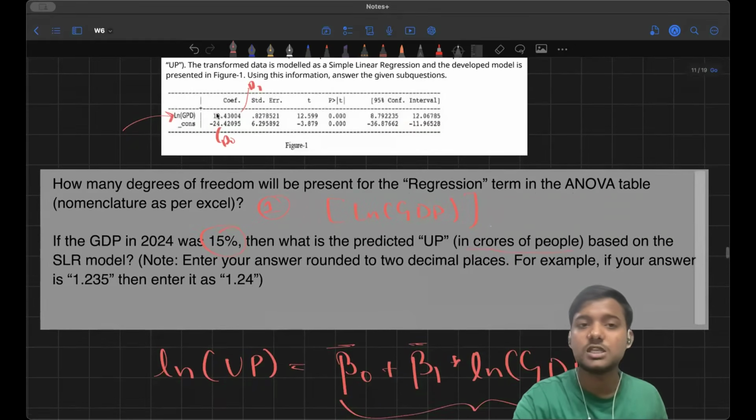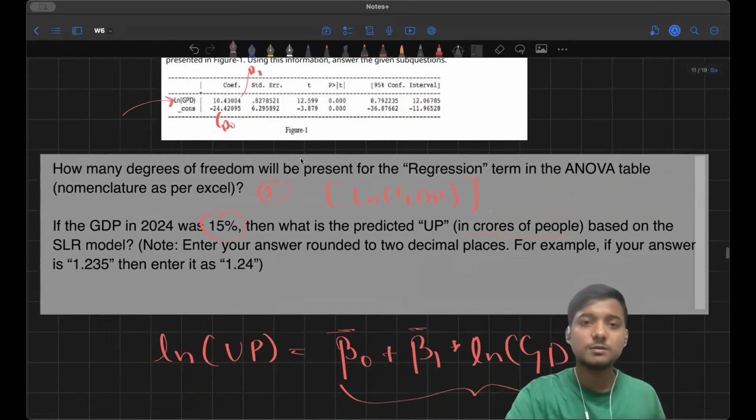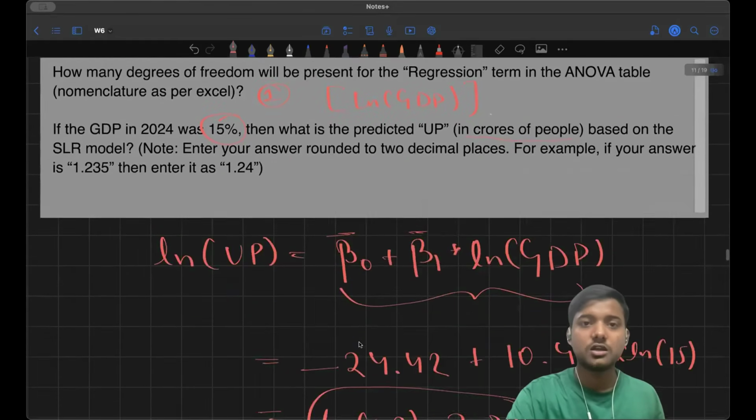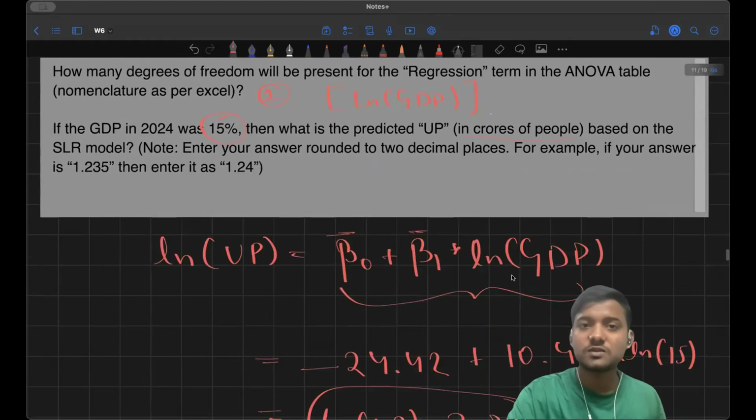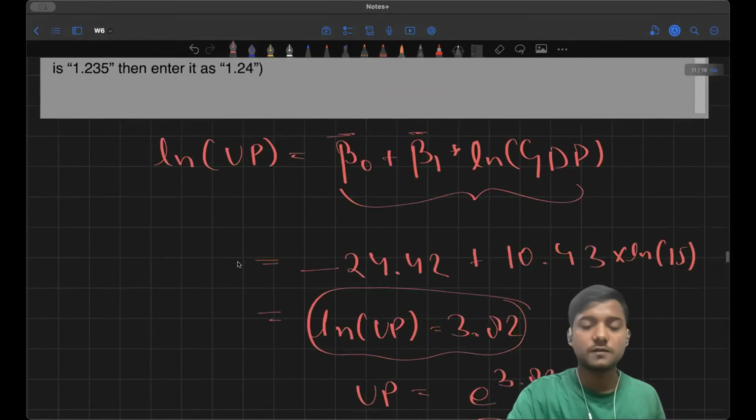The first thing is not always going to be the intercept. So remember, read the table, and they are quite obvious. When I'm writing ln GDP, that means it is the coefficient corresponding to that variable. When I write underscore constant, that means it is the constant part. And what is the constant in our linear regression equation? That is our beta naught, right? Beta naught is the constant. All other terms are associated with x1, x2, but beta naught is the only thing which is constant. Therefore, this is what we have here.